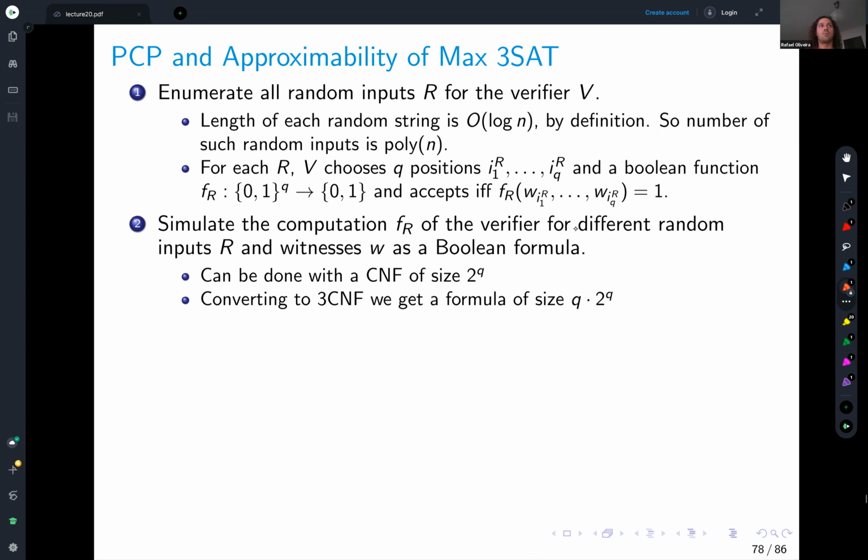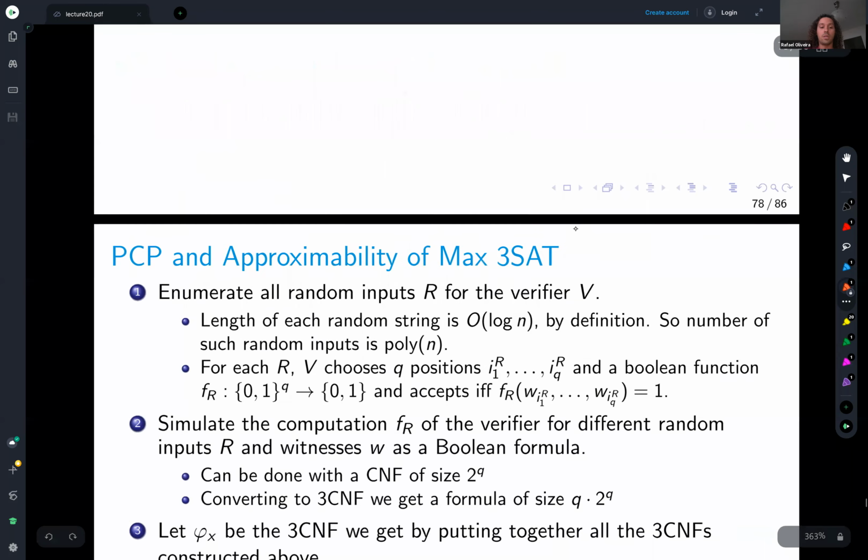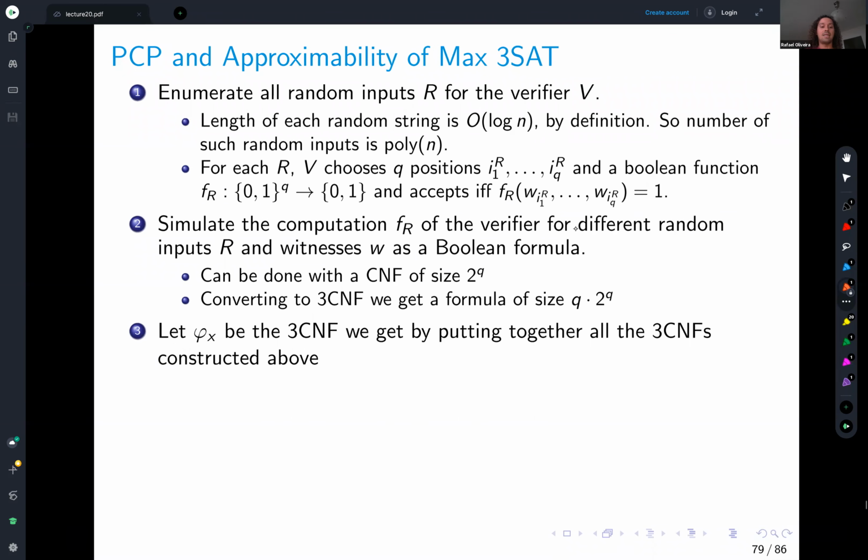Okay, so this is the standard reduction to 3CNFs, right? And now what do we do? Well, now let's say that this phi of X is the 3CNF that we get by putting together all the 3CNFs constructed above. For each R, we're putting together these 3CNFs.